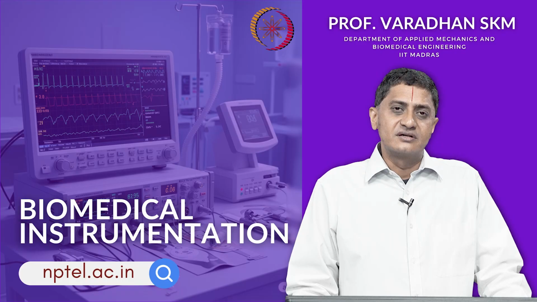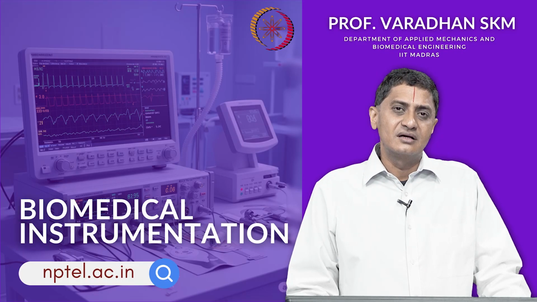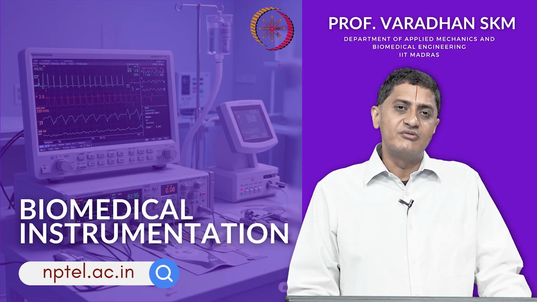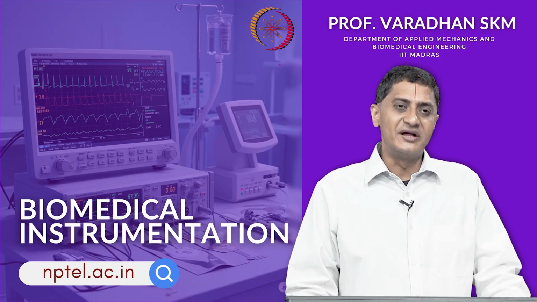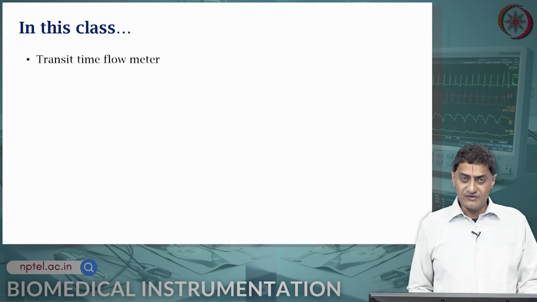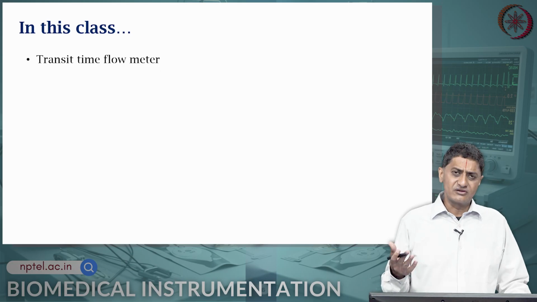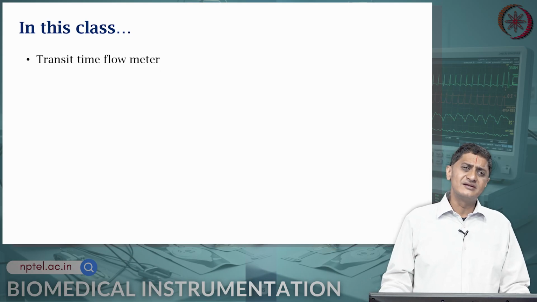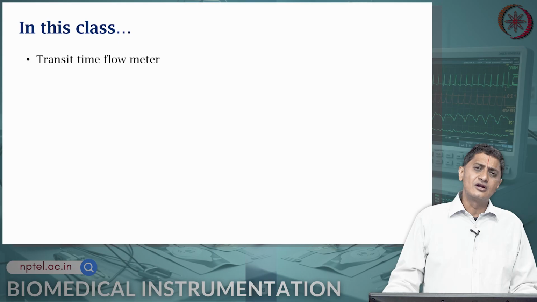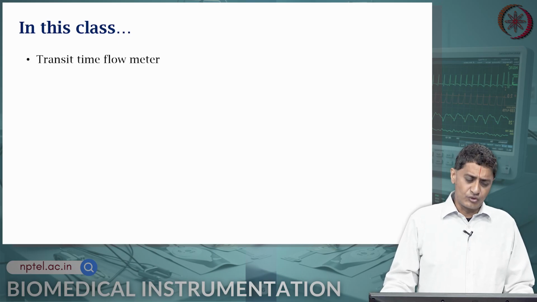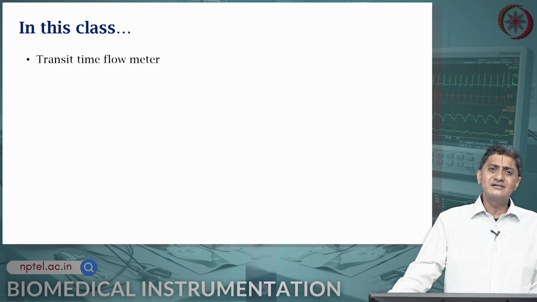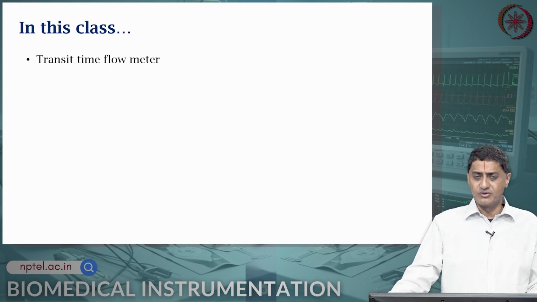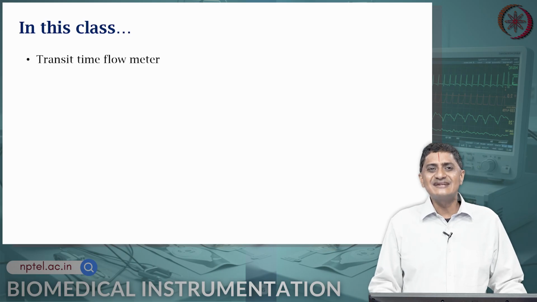Welcome to this course on biomedical instrumentation. We have been looking at measurement of blood flow, or using flow meters to measure flow of blood. In the previous set of videos, we looked at the electromagnetic flow meter, followed by the ultrasonic flow meter, the Doppler shift flow meter. In this video, we will look at another type of flow meter that uses ultrasound, called the transit time flow meter.